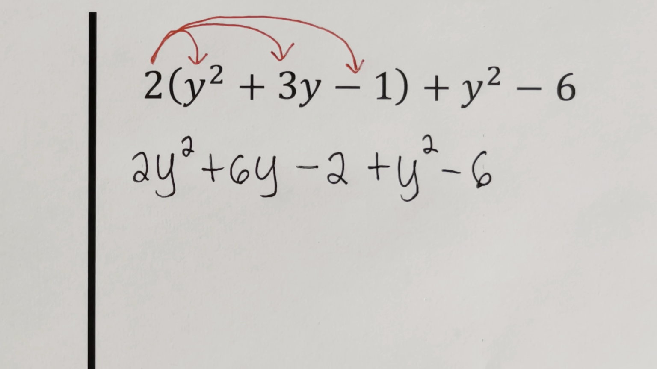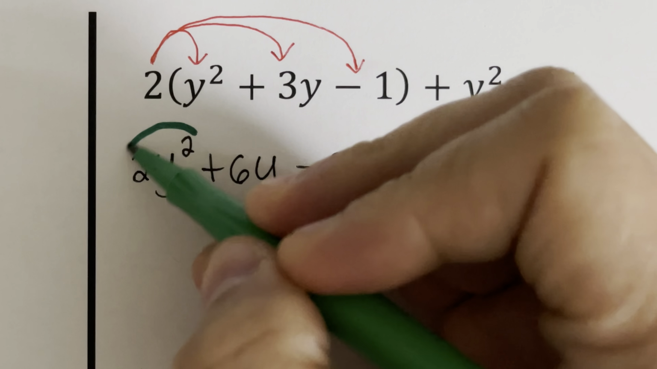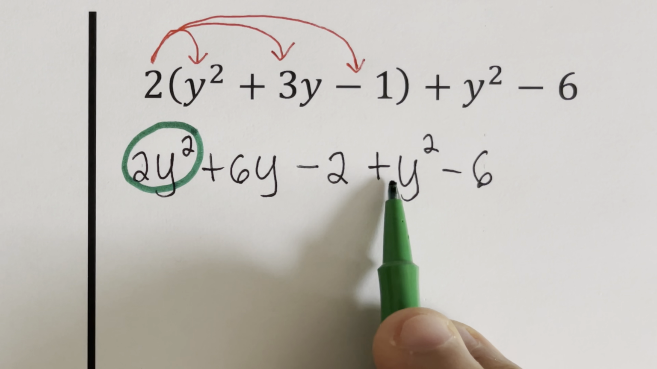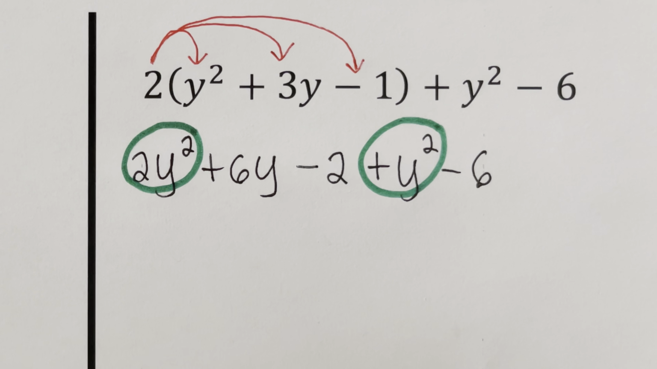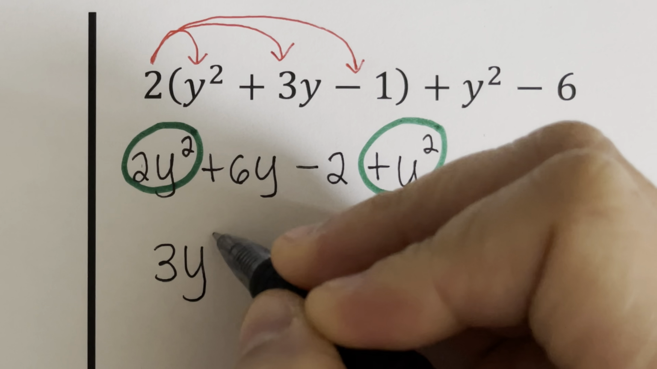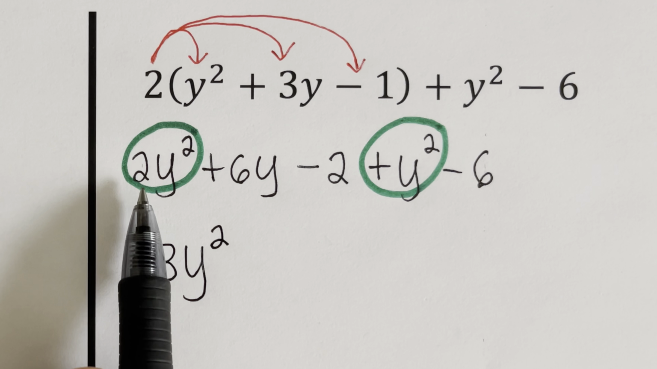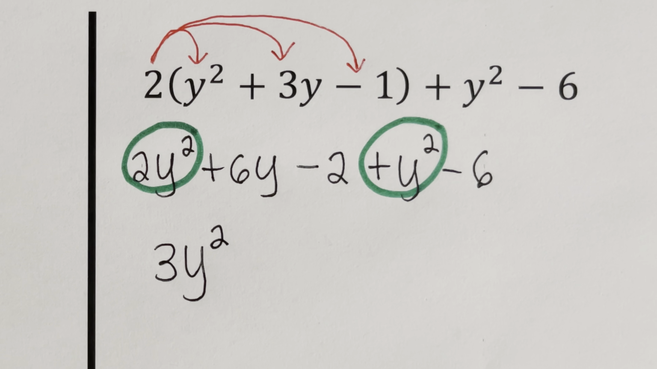Now, our next task is to combine like terms. So we'll look for the ones with y squared on them. So I circle this. Now, there's another y squared down here, which is plus y squared. So I combine these two together. 2y squared plus y squared is 3y squared. So I write that down here, 3y squared, because again, that's 2y squared plus 1y squared is 3y squared.